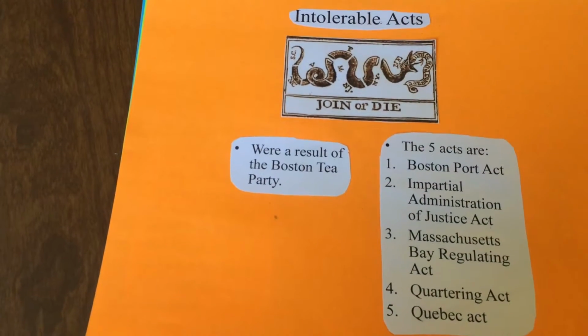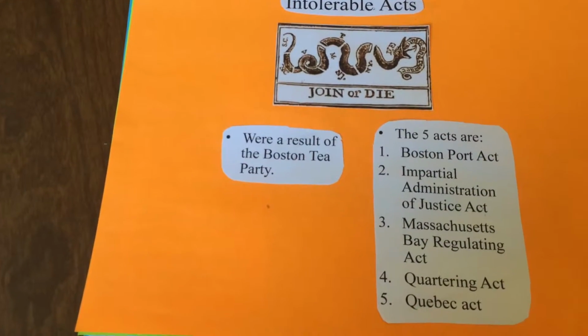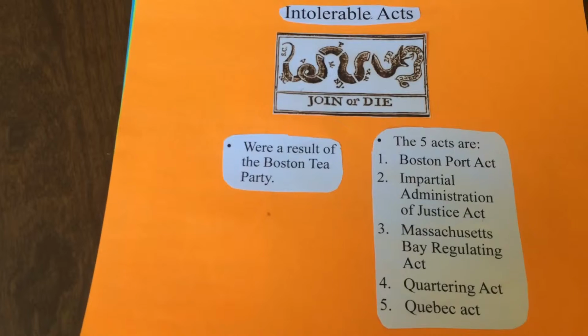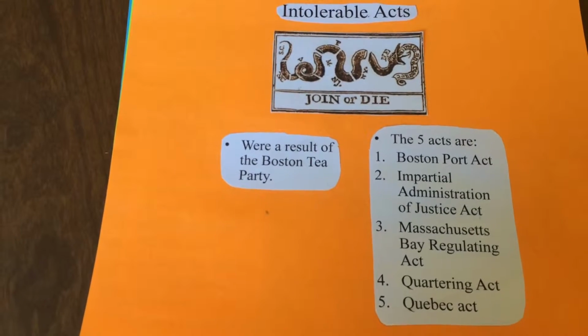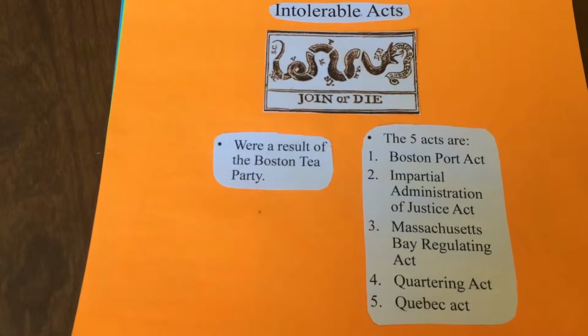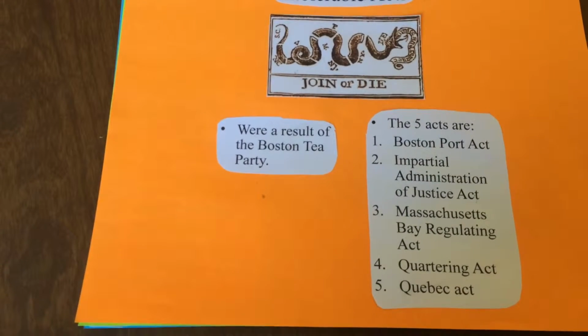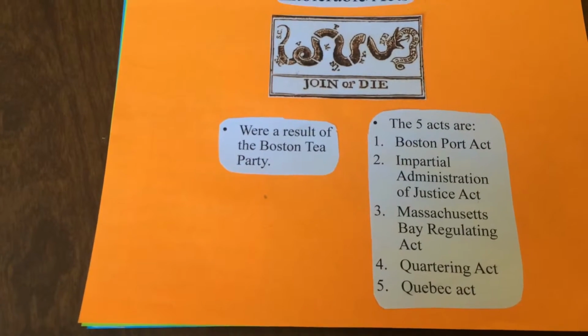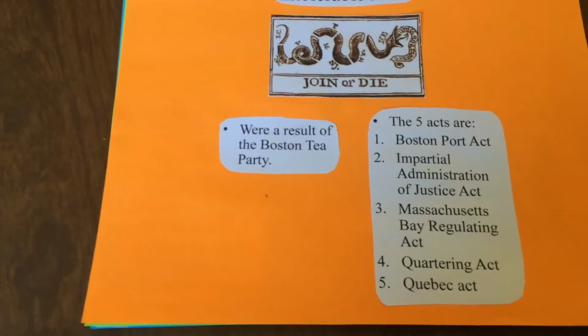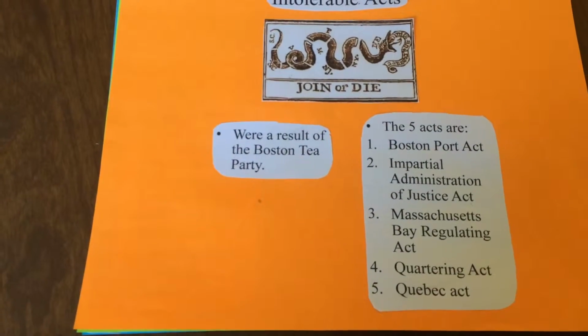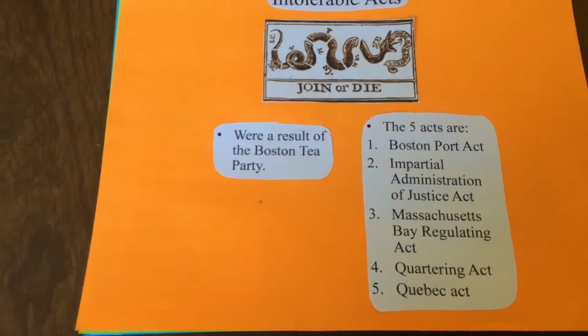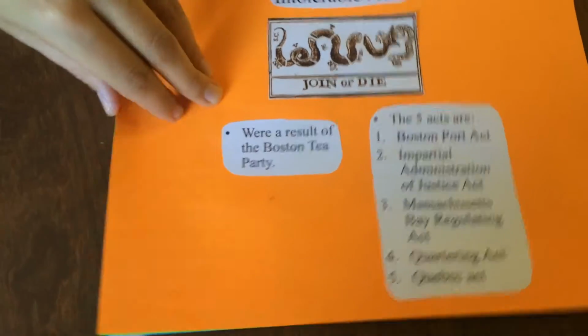The Intolerable Acts were the British government's response to the Boston Tea Party. These acts included the Boston Port Act, Impartial Administration of Justice Act, Massachusetts Bay Regulating Act, Quartering Act, and the Quebec Act. These were the harshest acts passed by Parliament by far.